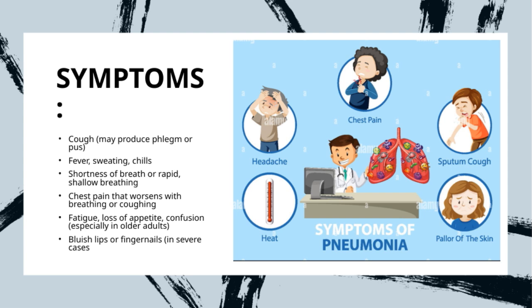Chest pain that worsens with breathing or coughing is another important symptom to watch for. It often indicates irritation or inflammation in the chest lining or lungs. In addition, you might notice fatigue, a loss of appetite, or even confusion, particularly in older adults. These symptoms can sometimes be subtle, but are important indicators that something serious might be happening. And in severe cases, you might see bluish lips or fingernails. That's a sign that oxygen levels are dangerously low. Recognizing these symptoms early is crucial for prompt treatment and better outcomes.